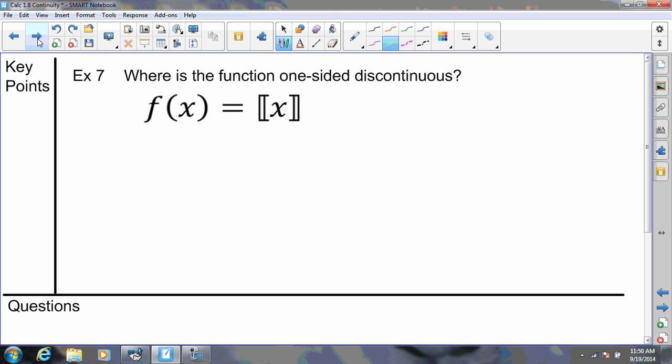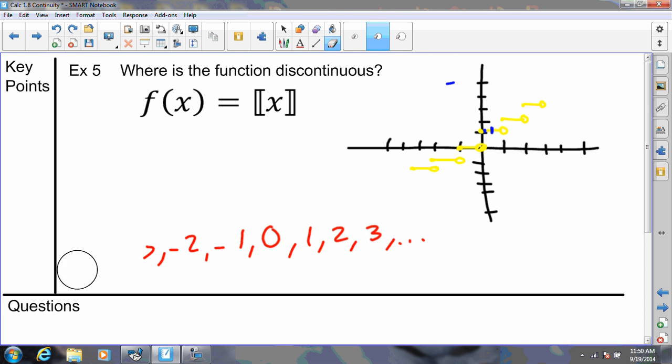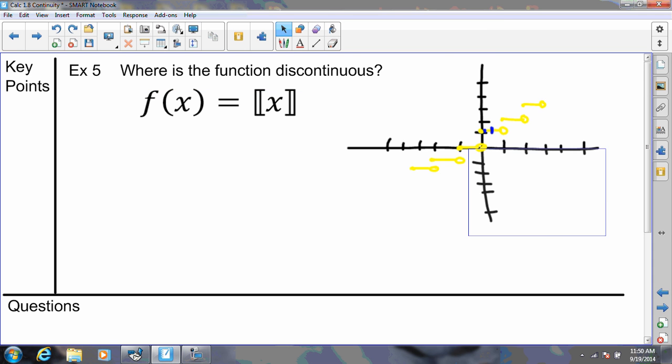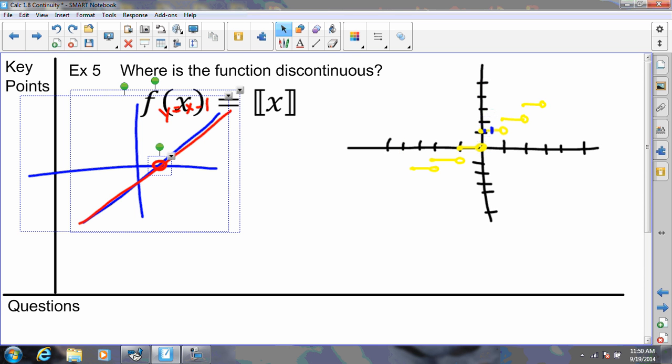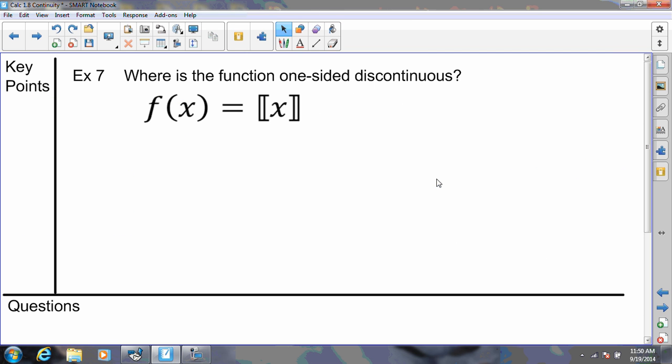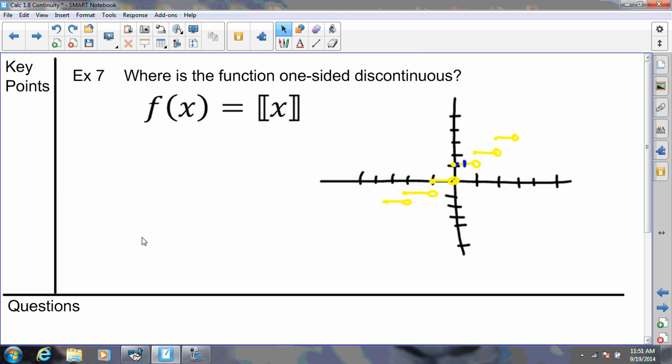Okay, what about this one? The greatest integer. Where do we have one-sided discontinuity? I'm going to back up and once again erase some of this extra scratch piece that was not on the video but came up based on a student question. Take this and we can copy it. Copy, back, down, down, down, paste. Voila. Where do we have one-sided discontinuities?